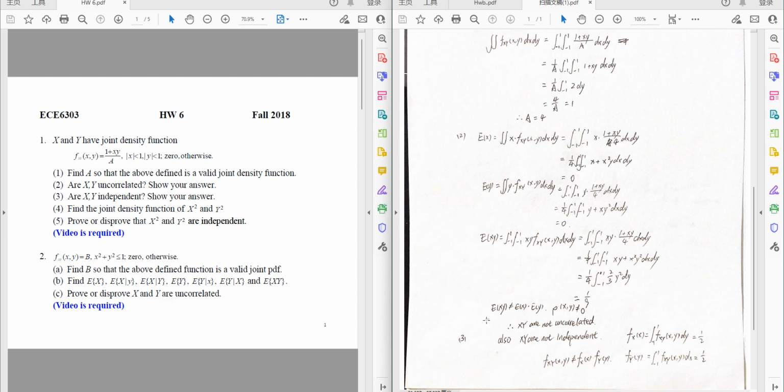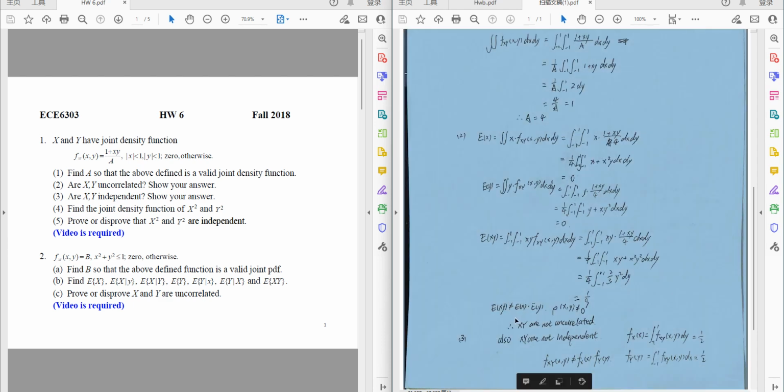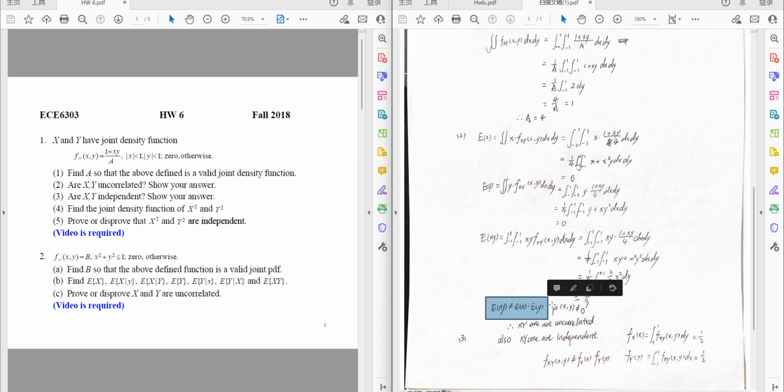So they are not equal. So finally the correlation coefficient is not equal to 0, which means x and y are correlated.